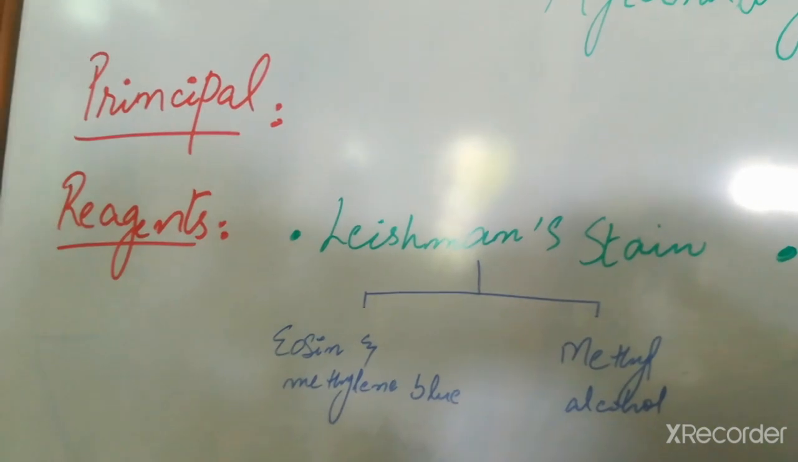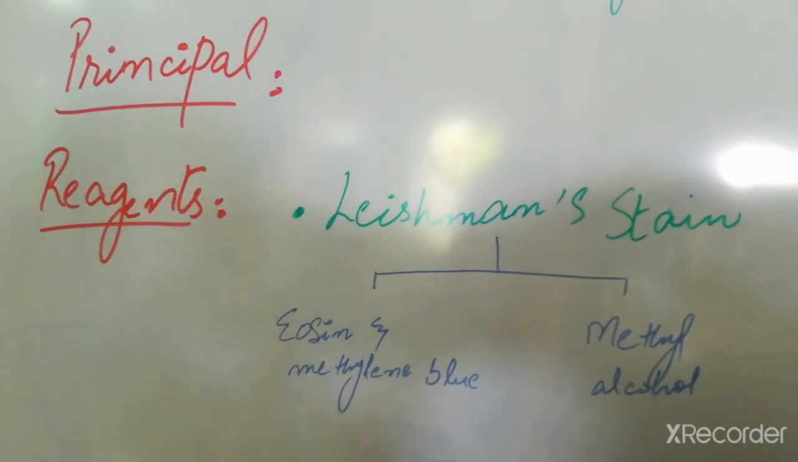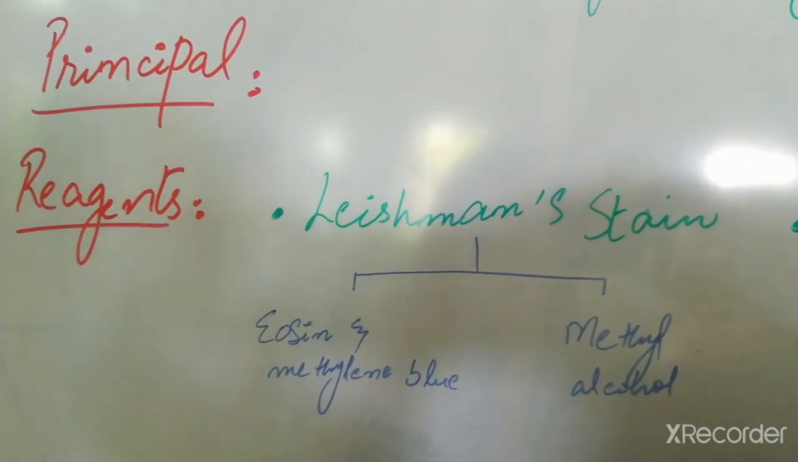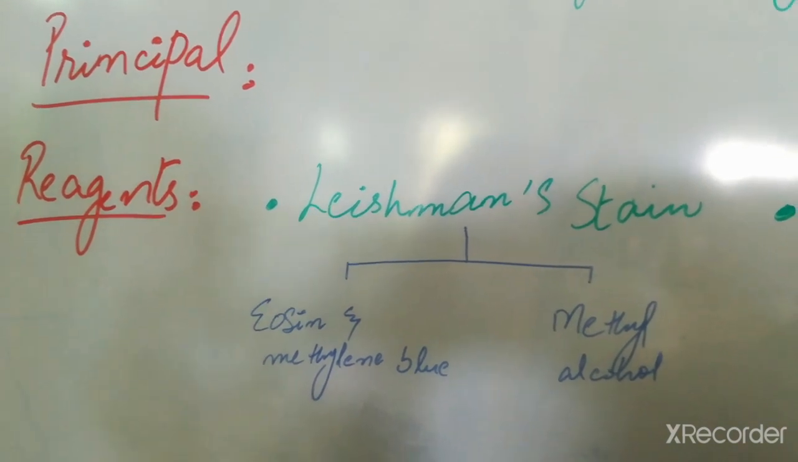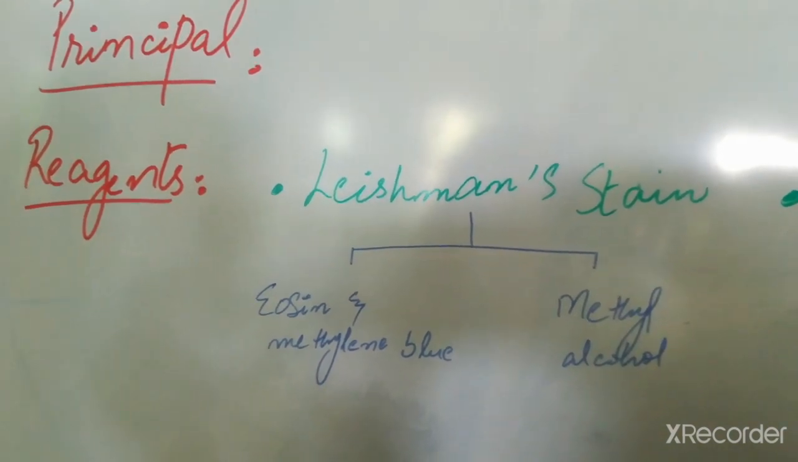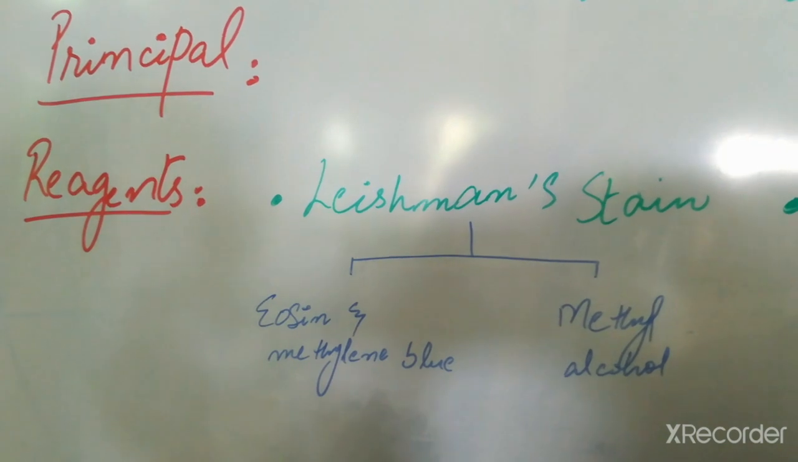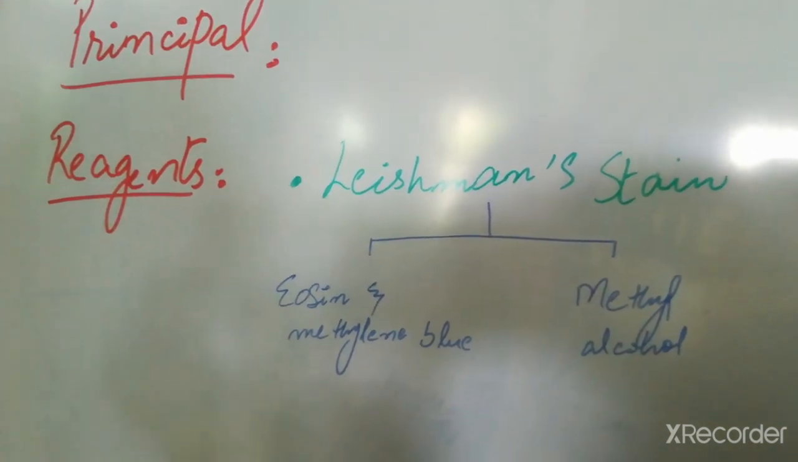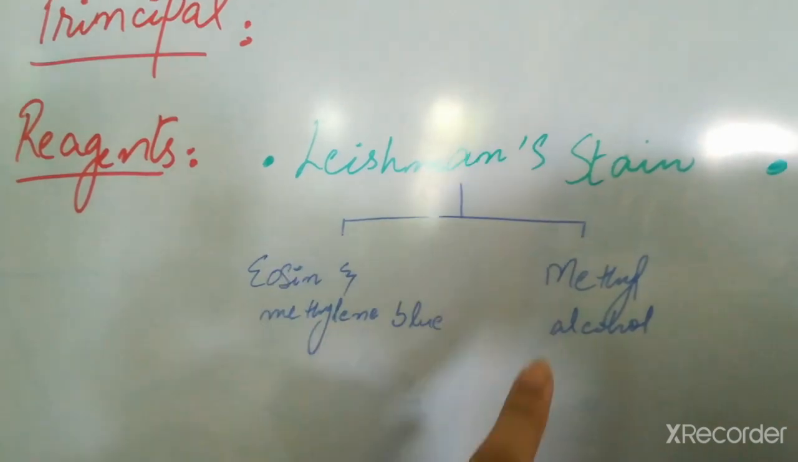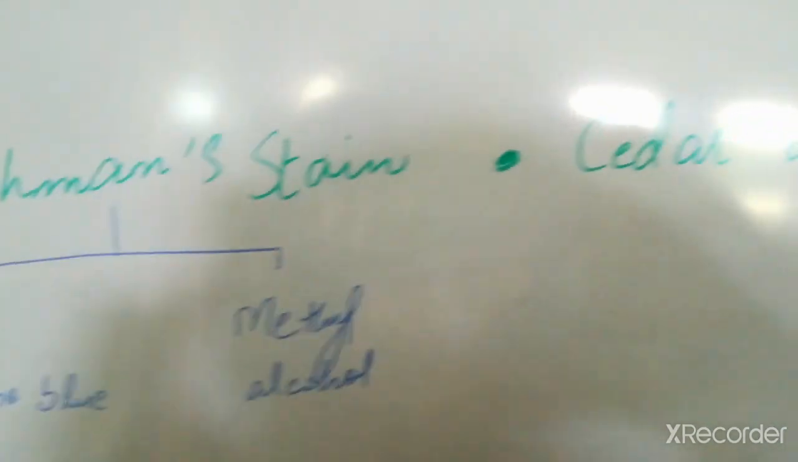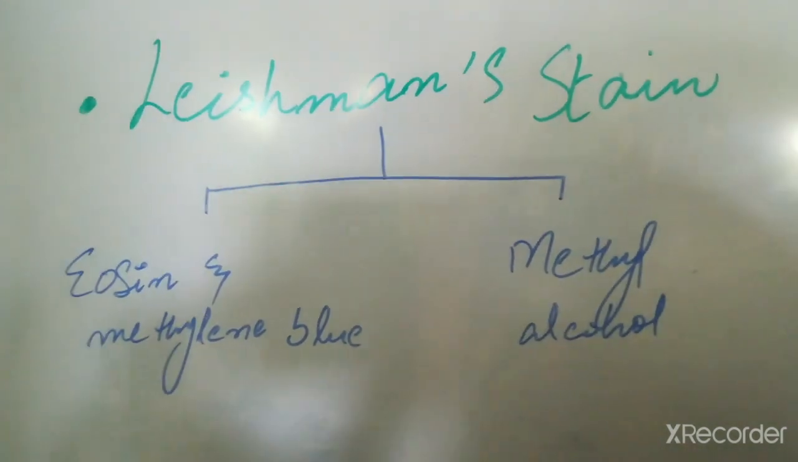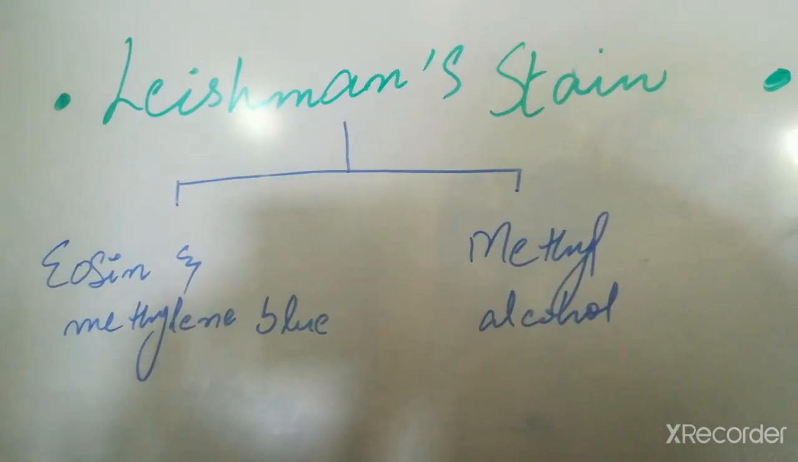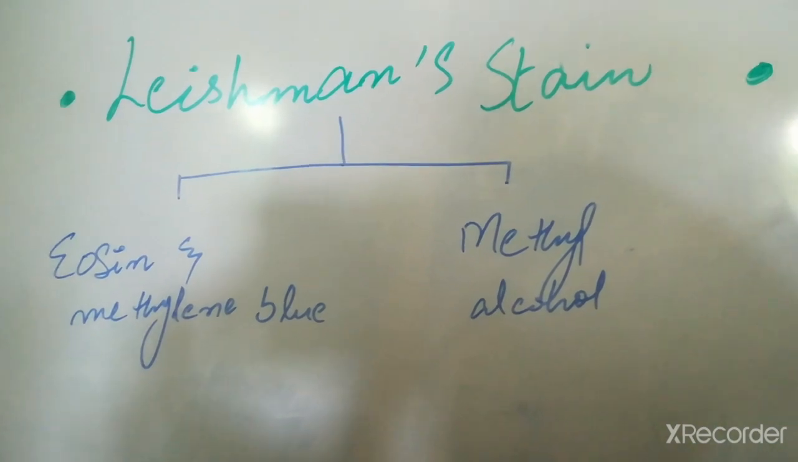Okay, so the principle of DLC includes a blood film stained with Leishman stain is examined under the oil immersion lens to identify different types of leukocytes, which are counted, and percentage distribution of each cell is determined at the end of experiment. The reagents include Leishman stain and cedarwood oil. Leishman stain contains two types of dyes, which are eosin and methylene blue, and the second one is methyl alcohol.